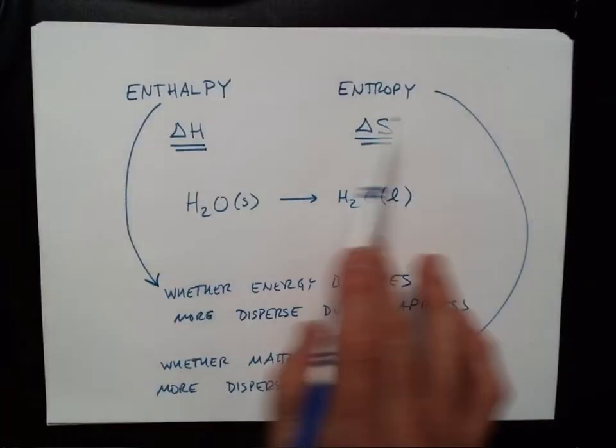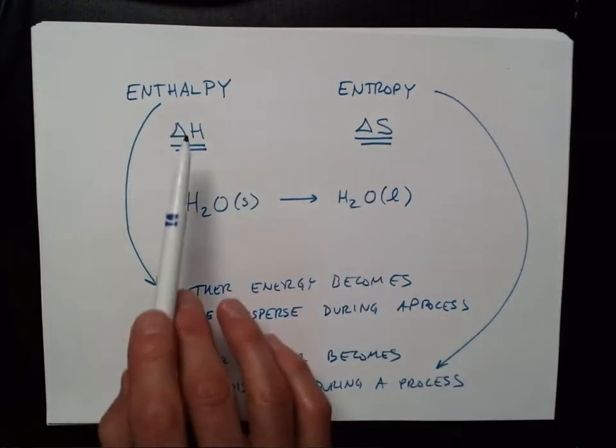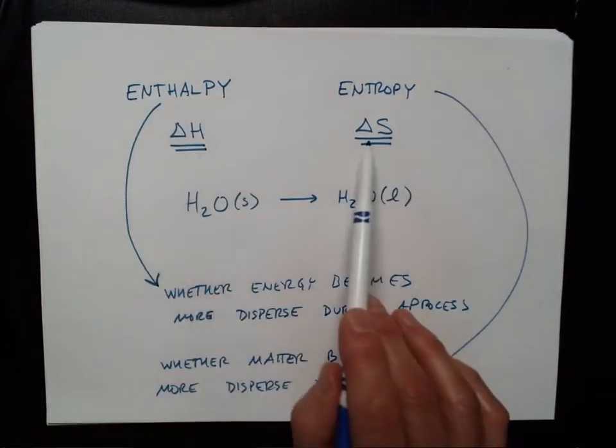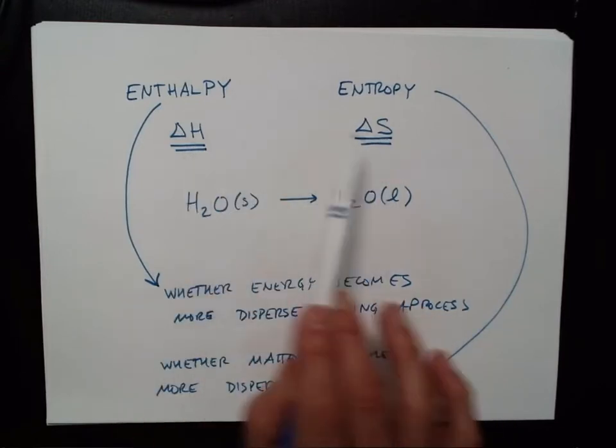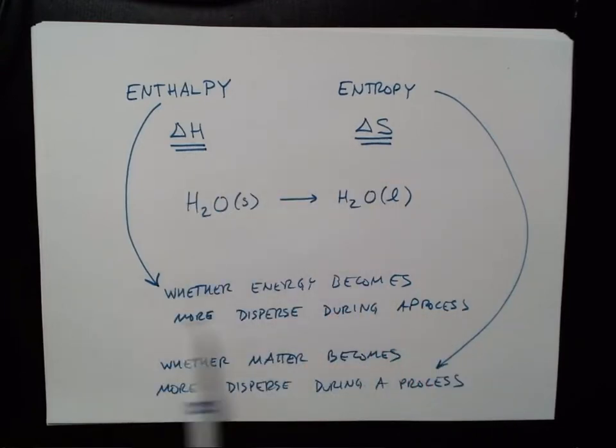So keeping both of these two things in mind, both the change in enthalpy during a process and the change in entropy during a process, looking at the balance between these two things, whether energy becomes more dispersed or not, or whether matter becomes more dispersed or not, it's going to actually help us determine whether a process is going to be spontaneous or not.